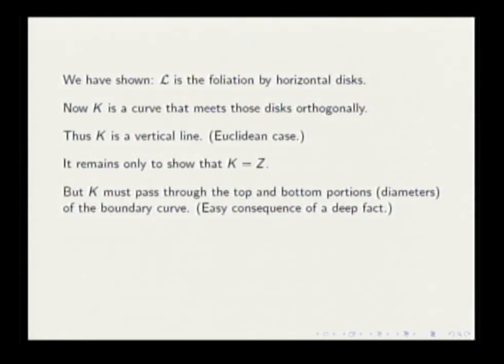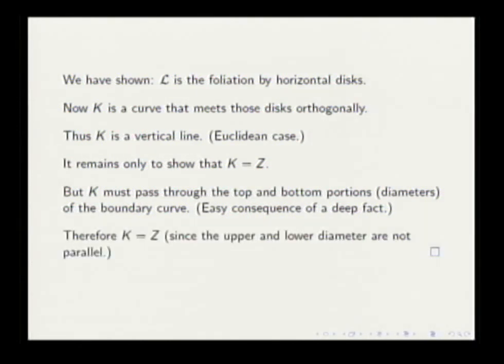So it's a vertical line that has to pass through the top and bottom diameter. And this is exactly where you use the fact that the diameters are not parallel. The z-axis is the only vertical line that passes through both those diameters. Okay, so that's the proof of the dichotomy theorem.